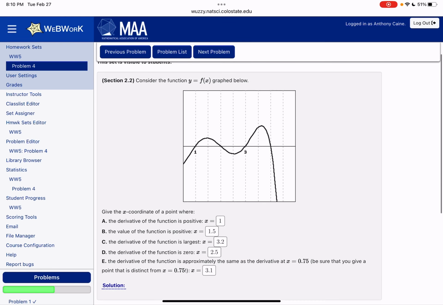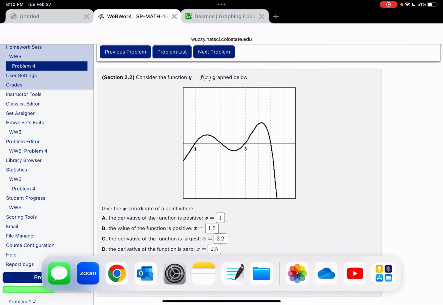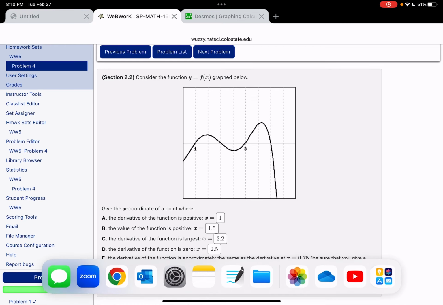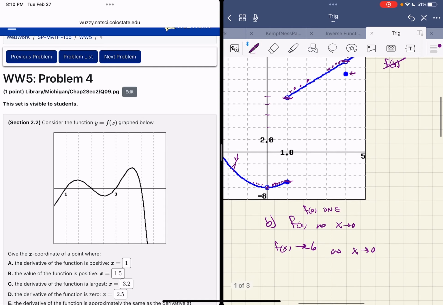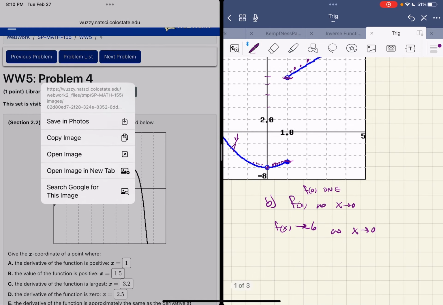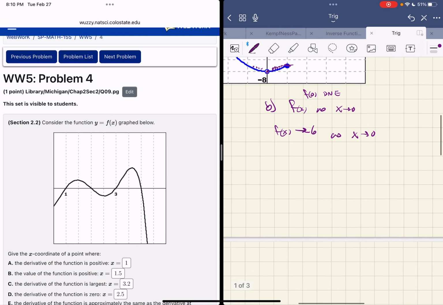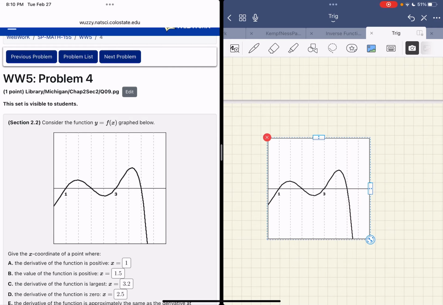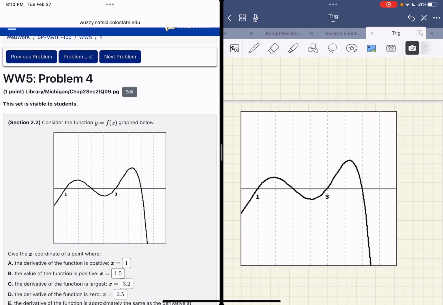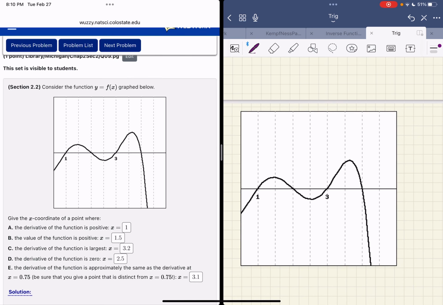All right, so the word derivative we can replace with slope. And this is already filled in because we did it in class today. I'll still quickly go over it. So I've got to copy this. Copy image. All right, paste. So the word derivative we can replace with slope. You can always replace that word with slope.